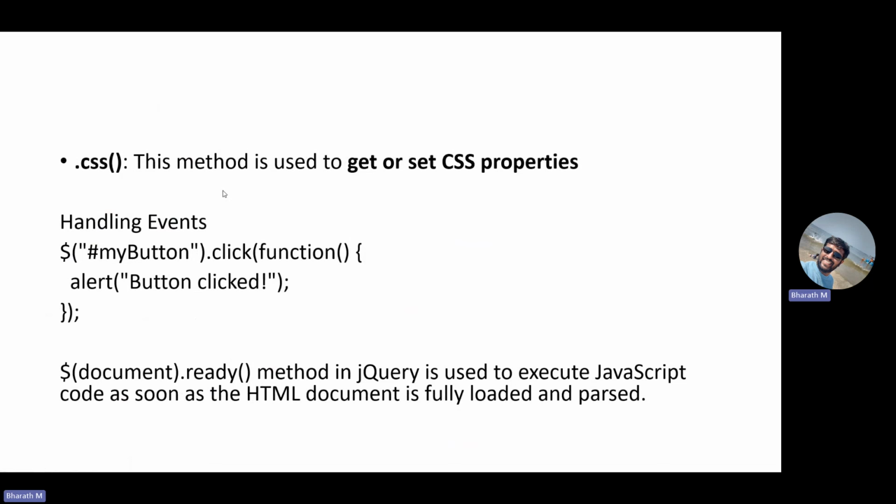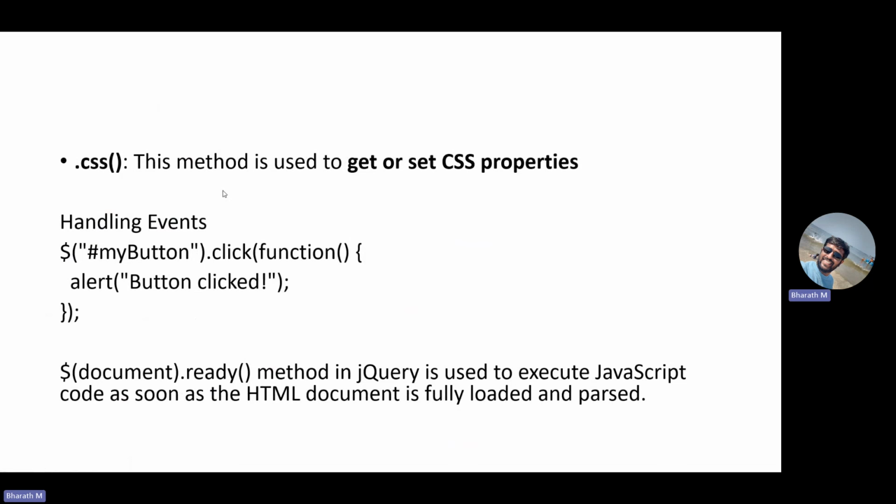Next, handling events: dollar, that is jQuery, hash my button, that is the id, dot click. Once it is clicked, what function or what action is to be taken. For easy understanding, we are just going with an alert. If you want to add a few more, you can add them. Anyway, we'll be discussing it in our lab program. Okay. That is how to handle events with dot click. Within that, you specify the function and what actions are to be followed.